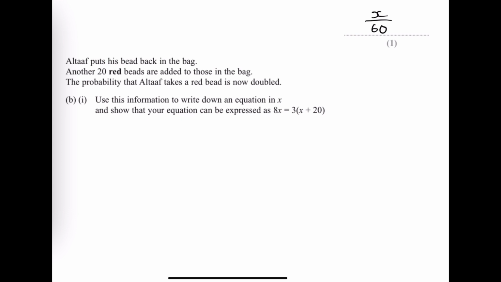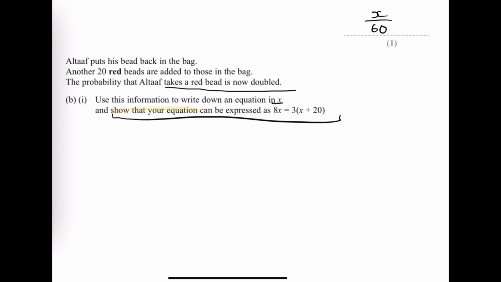So Altaf puts his bead back into the bag. Another 20 red beads are added to those in the bag. The probability that Altaf takes a red bead is now doubled. Use the information to write down an equation in x and show that the equation can be expressed as 8x = 3x + 20. With a show-that question, it's really nice since you know what the answer is, so you know how you need to get there.